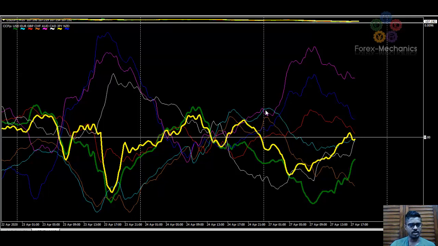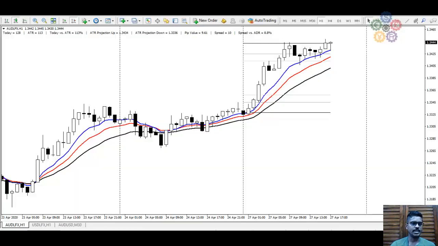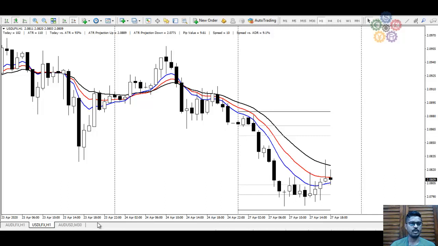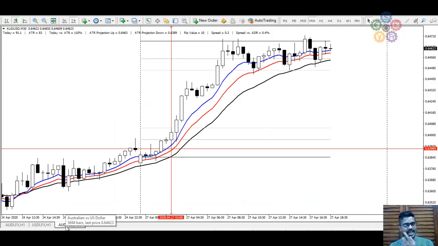Like you can see today here, the pink denotes the Aussie. This is the AUD chart, and the green denotes the USD, right? So AUD was going up, USD was going down. So you can see here, AUD going up. This is the individual currency chart. USD individual currency chart going down, and you had the AUD/USD which was going up.